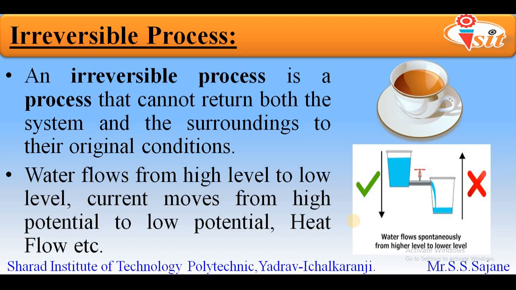A few more examples are the water flowing from high level to low level, which we have just seen. Again, the current will move from higher potential to lower potential. Also heat will always flow from high temperature region to lower temperature region naturally. However, if we want this flow exactly in reverse order, then in every case we have to provide some external work, and as a result of this, all these processes are irreversible processes.